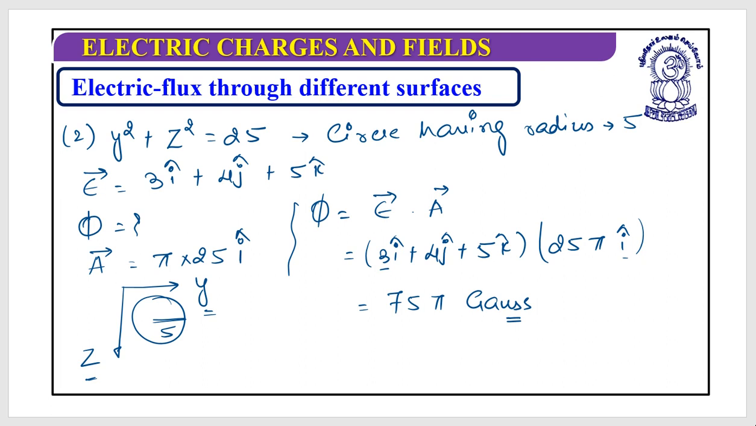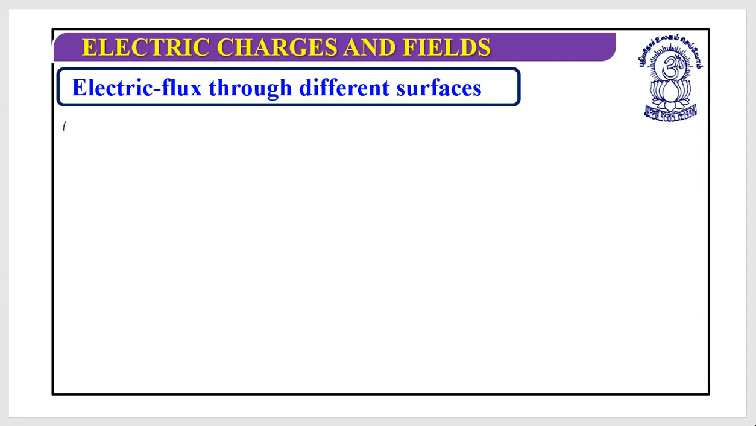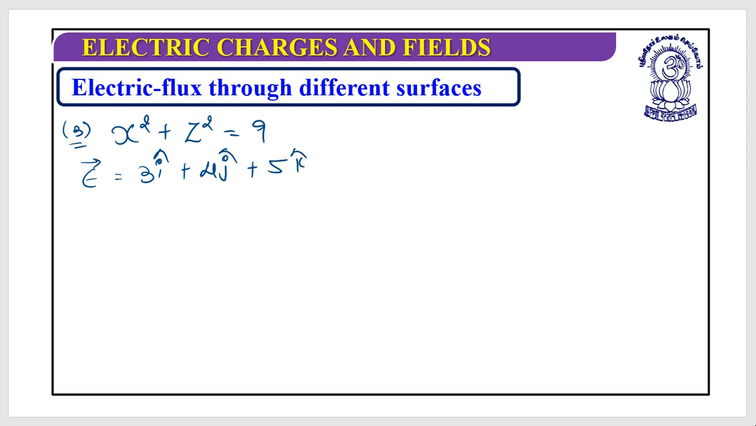Shall we move on to one more question? Are you sure? Okay, let's do it. Next question. The region bounded by that curve would be x square plus z square is equal to 9, and the electric field was 3i plus 4j plus 5k. Yes, you did it correctly.